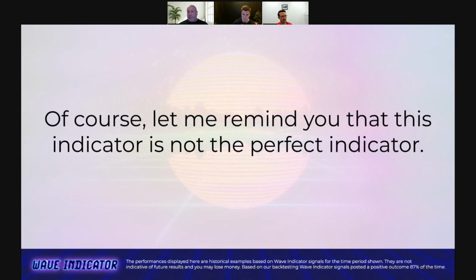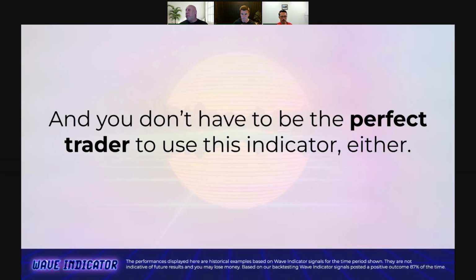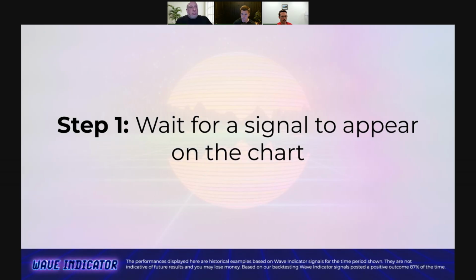Now, again, this is not the perfect indicator. I'm not saying it is. This is trading, and even the best setups simply don't work out sometimes. It's just life, right? But you don't have to be the perfect trader to use this indicator. As long as you can follow 3 simple steps, you can start using it to trade today, right now.